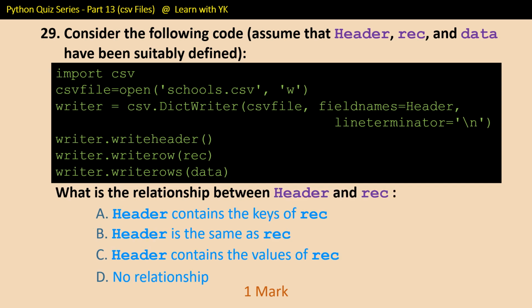Question number 29. Consider the following code. Again the same code is given and you have to tell what is the relationship between header and rec. Header is a variable used in the code. Rec is also a variable. Now what is the relationship between these two variables? Choose the correct option. And the correct option is option A. Header contains the keys of rec.